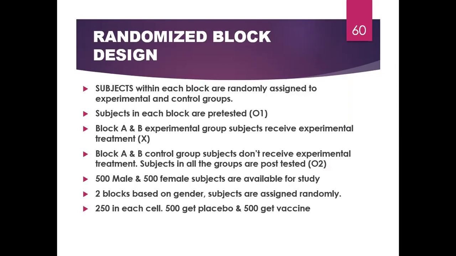Subjects are given random assignment, so 250 in each cell. 500 will get the placebo treatment and 500 will get the vaccine. They are the most scientific in nature. So this is the randomized block design.